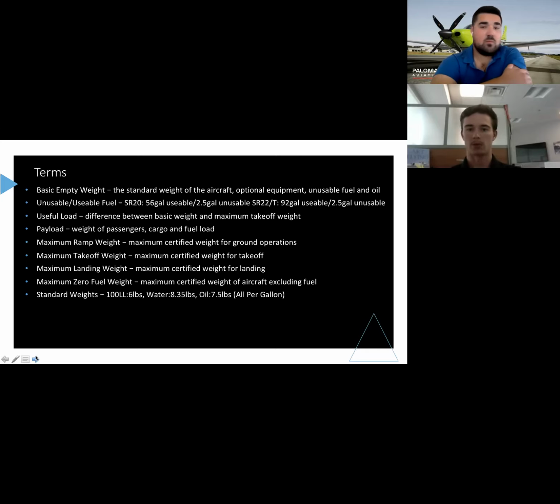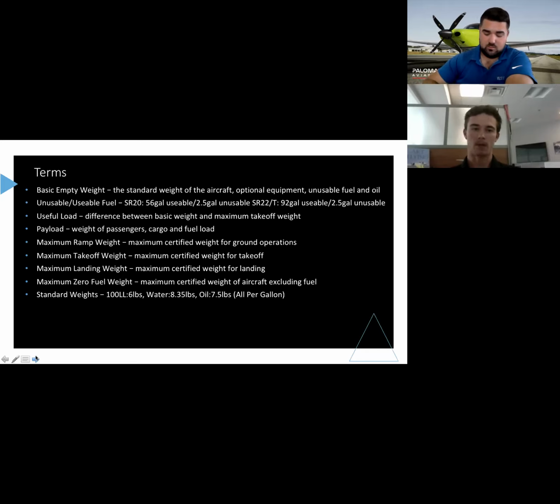That is the maximum certified weight for takeoff. Then maximum landing weight, maximum certified weight for landing. Now, the SR20, 22, and 22 Turbo do not have a maximum ramp weight or a maximum landing weight. It's all kind of held under the umbrella of the maximum takeoff weight.